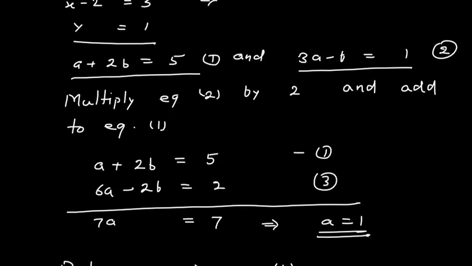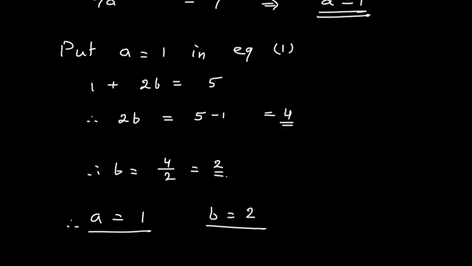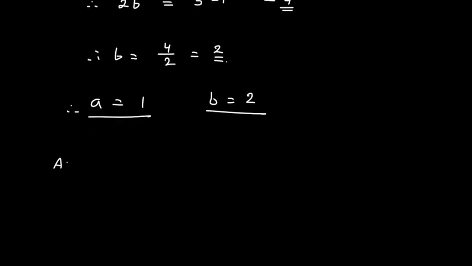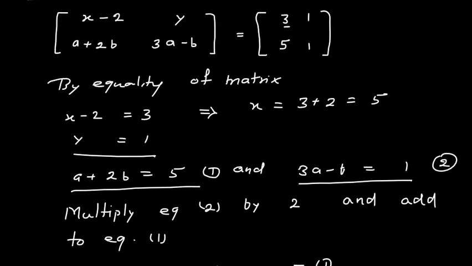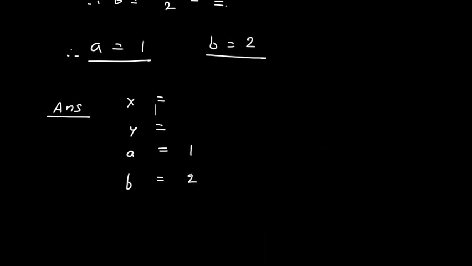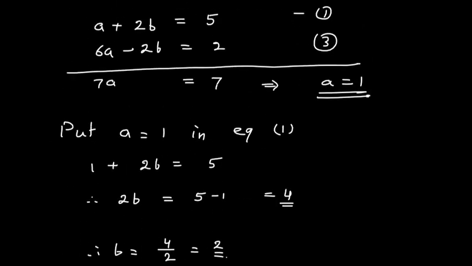Also we got the value of x and y. X is 5 and y is 1. So therefore the final answer: x, y, a, b. So value of a is 1, value of b is 2, value of x is 5 and y is 1. Okay, so this is your 8th problem, and now let us see the 9th one.